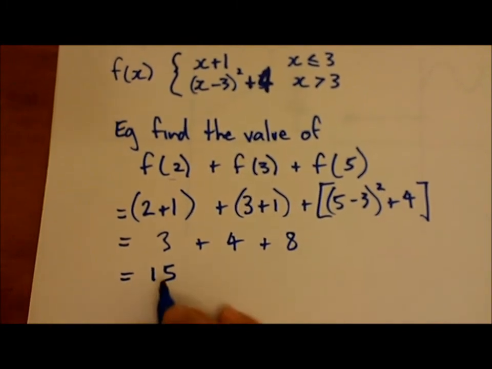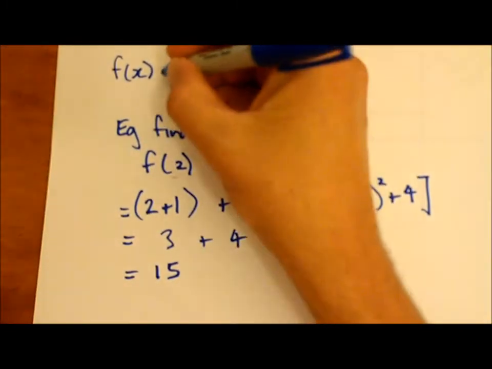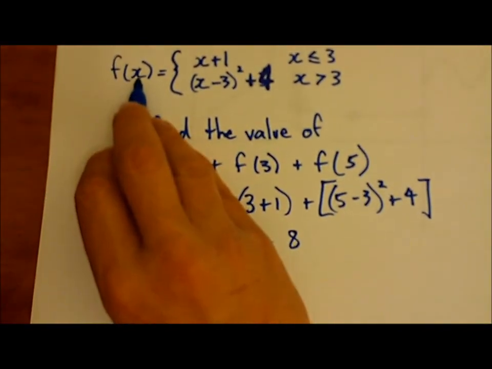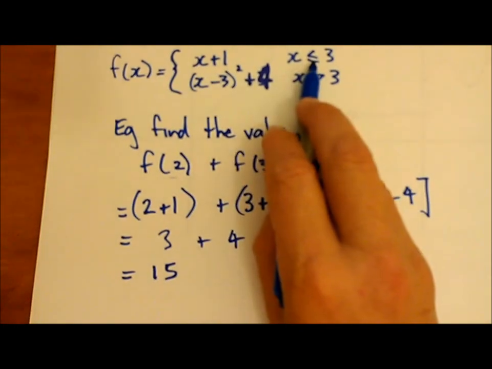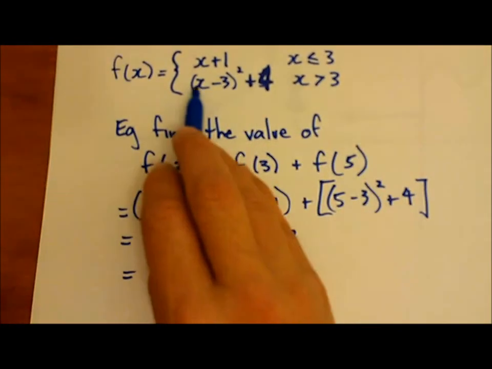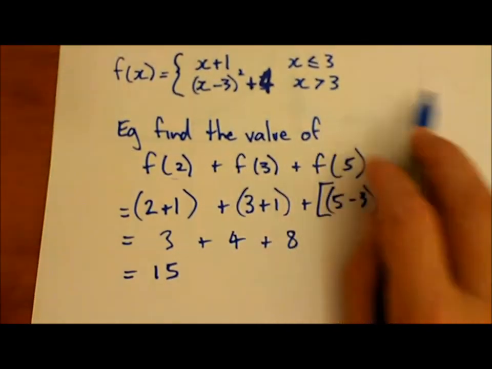So the composite function will be set up like this, and basically it's trying to model that graph that I showed you before. This rule holds for values up to and including 3. This rule is a rule for any values bigger than 3.